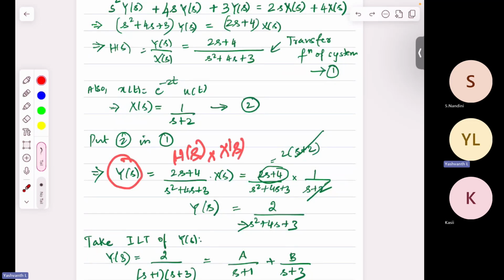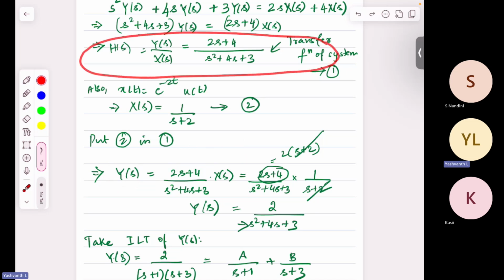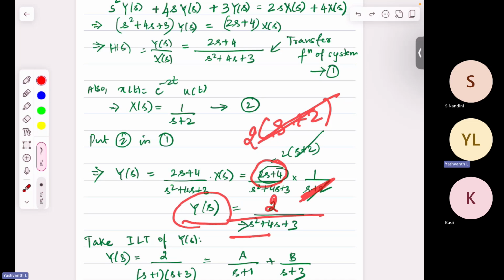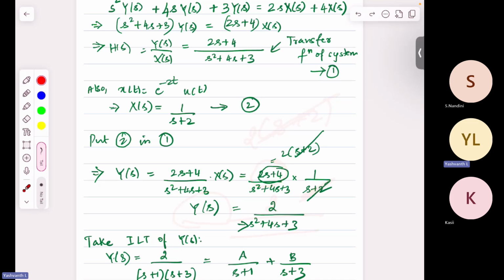And we know H of s from the above part, so it's 2s plus 4 divided by s square plus 4s plus 3 times X of s. X of s is 1 by s plus 2. Now you see 2s plus 4 can be written as 2 times s plus 2. You can factorize, and that s plus 2 and this s plus 2 will cancel out. Therefore, Y of s is nothing but 2 divided by s square plus 4s plus 3.